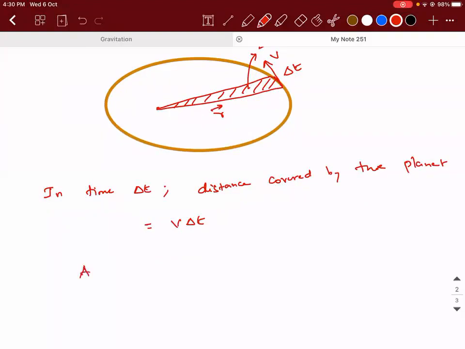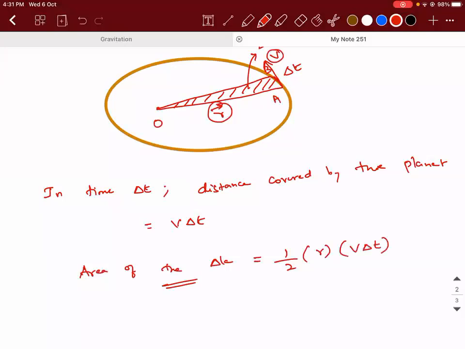So what is going to be the area of the triangle OAB? V delta t and R are perpendicular to each other. I say that the area of the triangle is half into base into height. Can I say this? Right. Yes, sir.